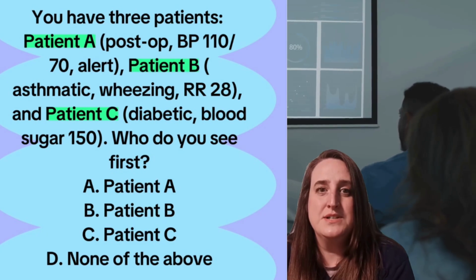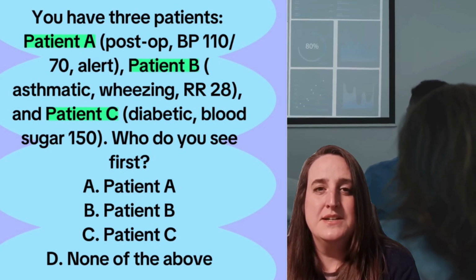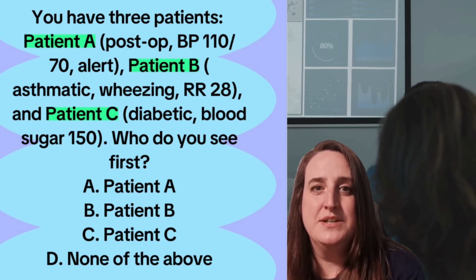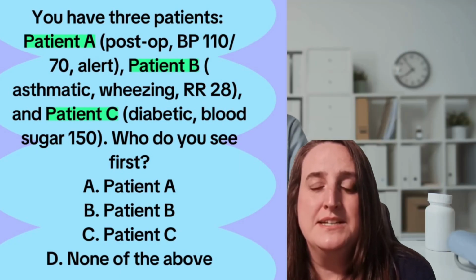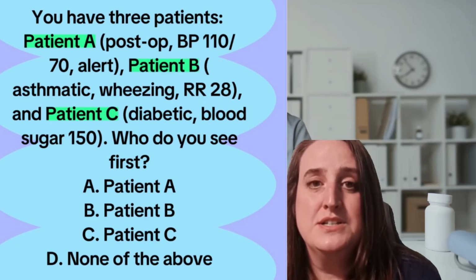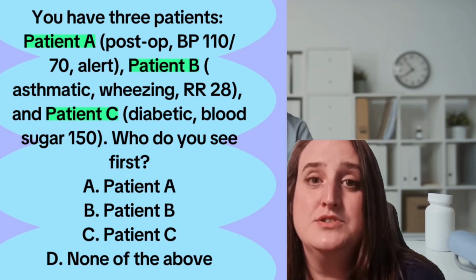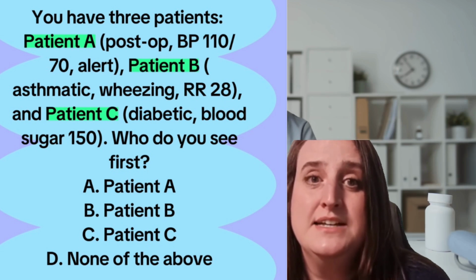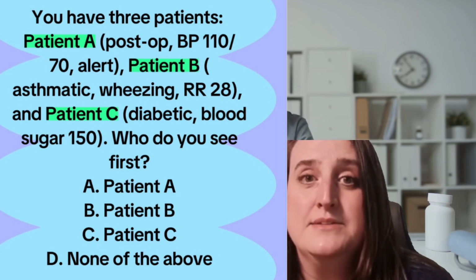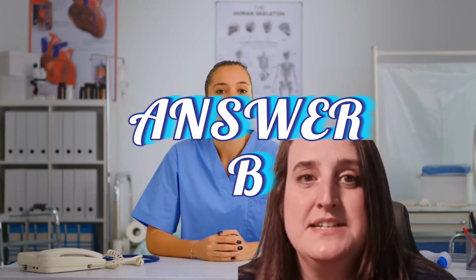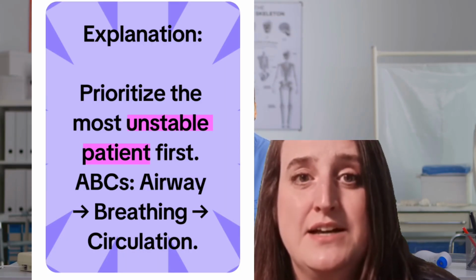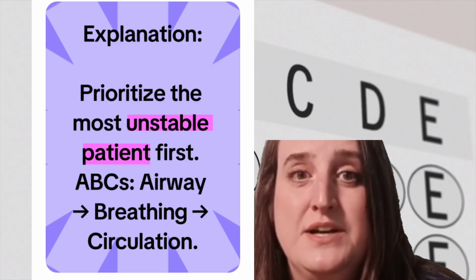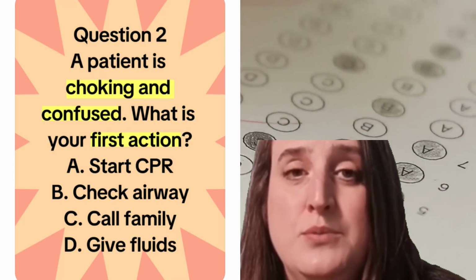You have 3 patients. Patient A, post-op BP 110/70, alert. Patient B, asthmatic wheezing, RR 28, and patient C, diabetic, blood sugar 150. Who do you see first? A, patient A. B, patient B. C, patient C. D, none of the above. Answer B. Prioritize the most unstable patient first. ABCs: airway, breathing, circulation.